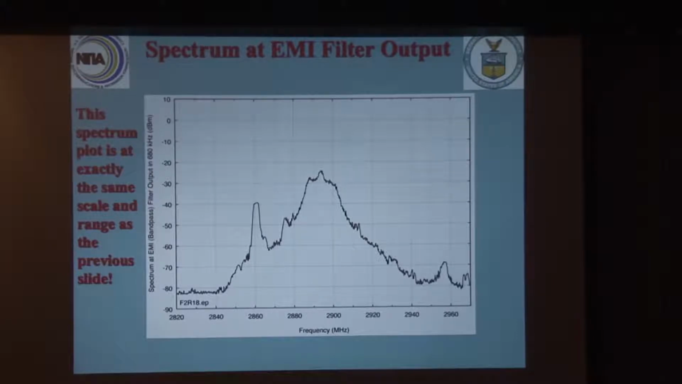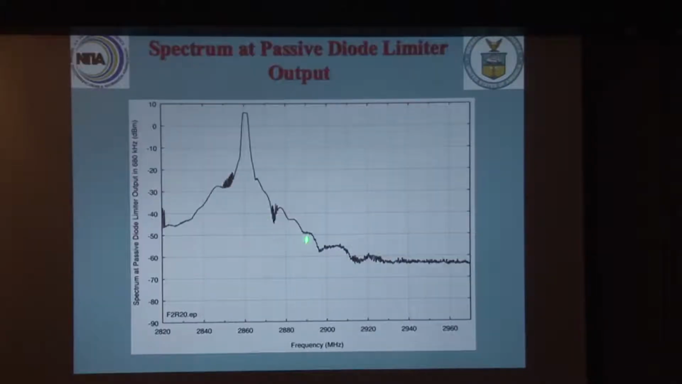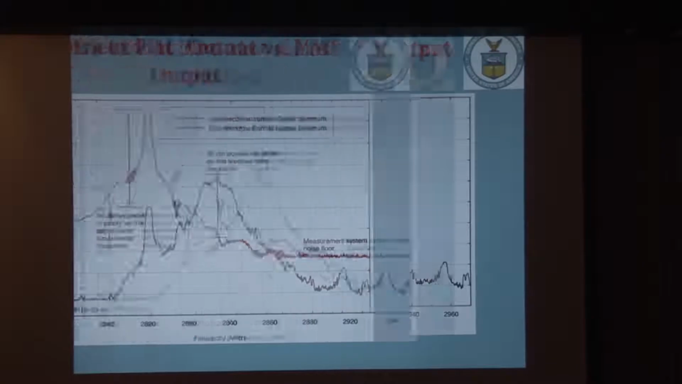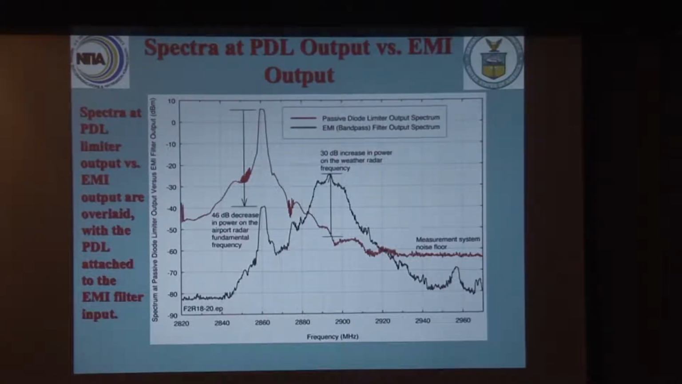And to go back a slide, that was what came into the filter at its input. That's what's coming out of the filter as output. And these two are at the same scale and same frequency range, these two slides. Well, all right, that's weird. So now I superimpose them on the same graph. That's what's coming into the filter at the output of the diode limiter, and this is what is coming out of the filter. Okay, that's just weird.